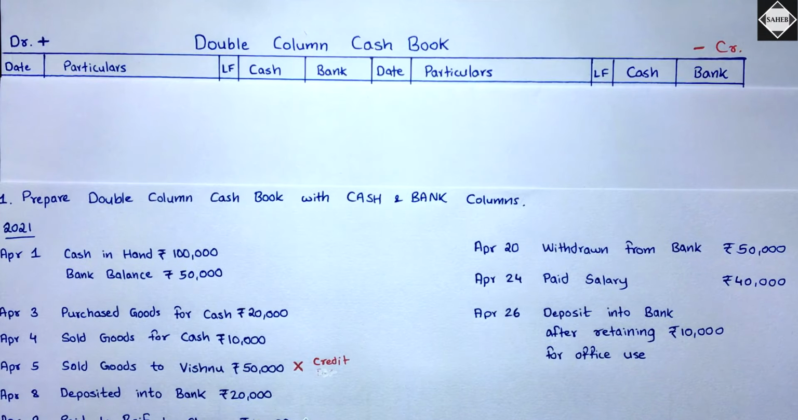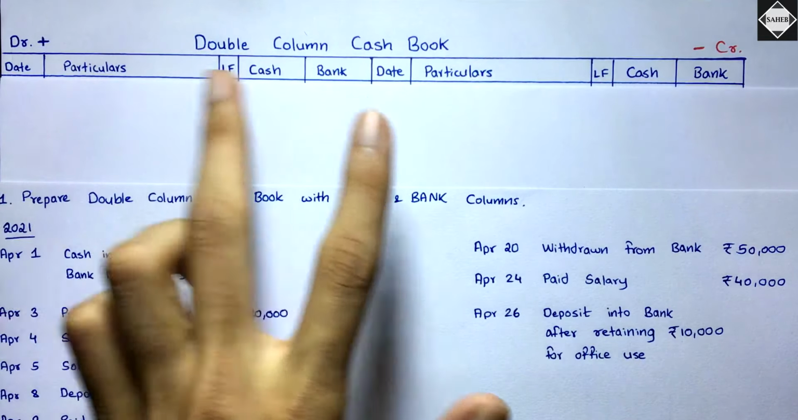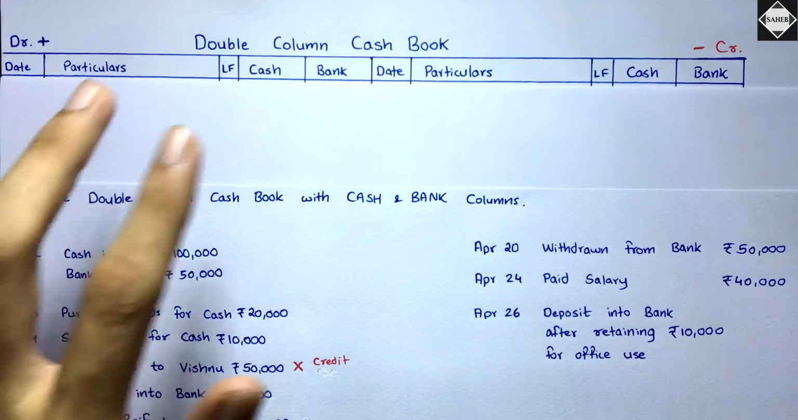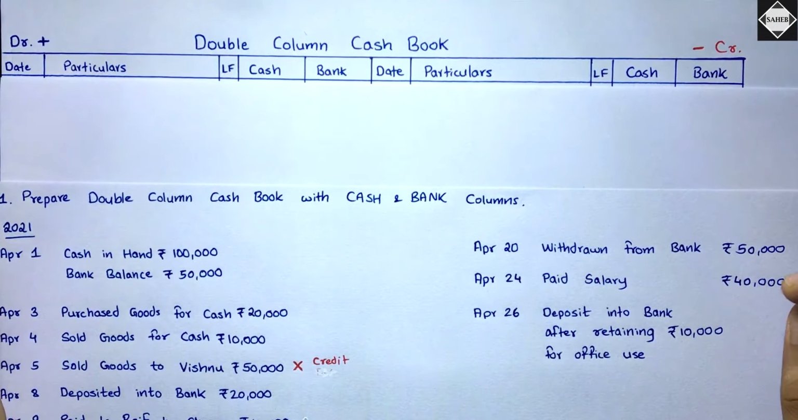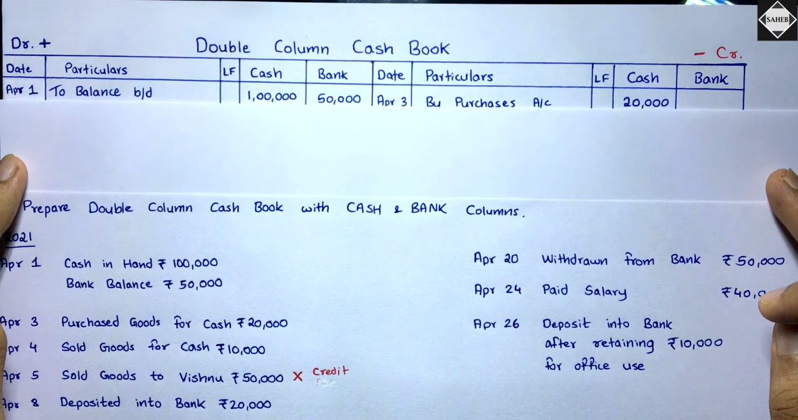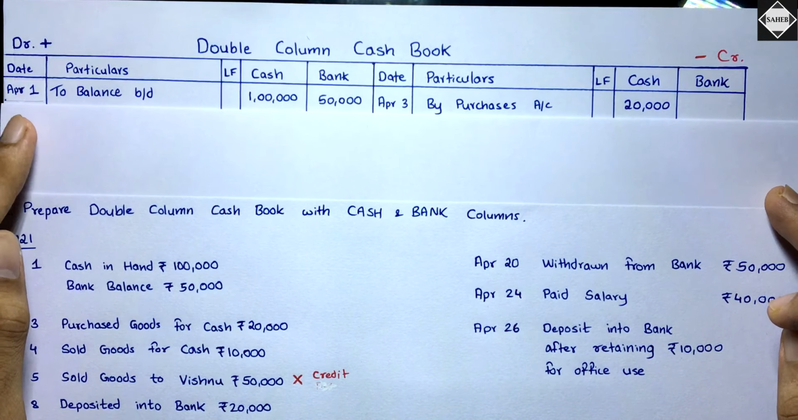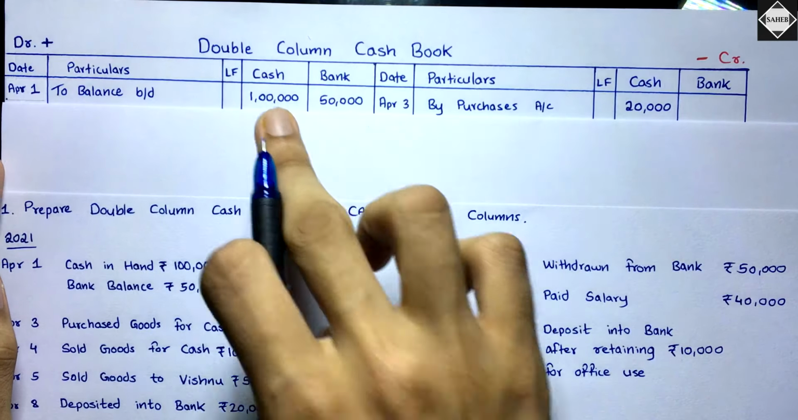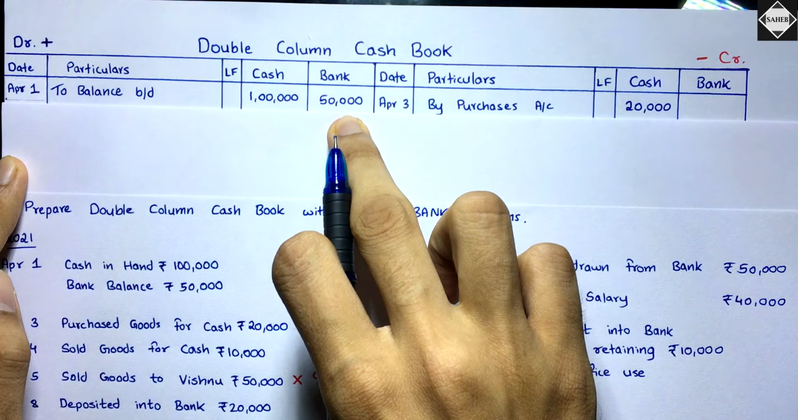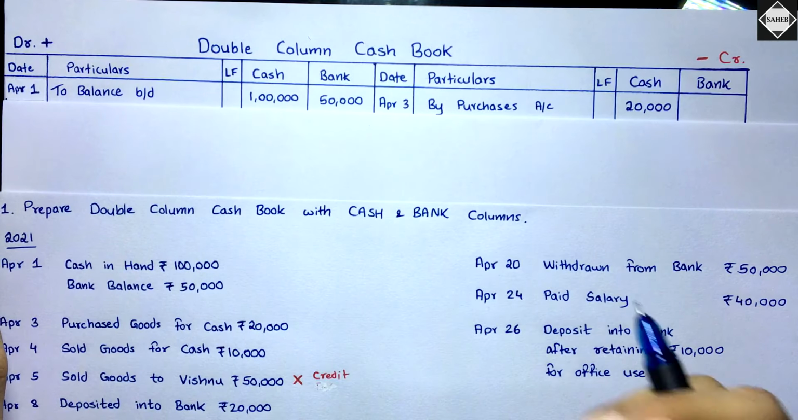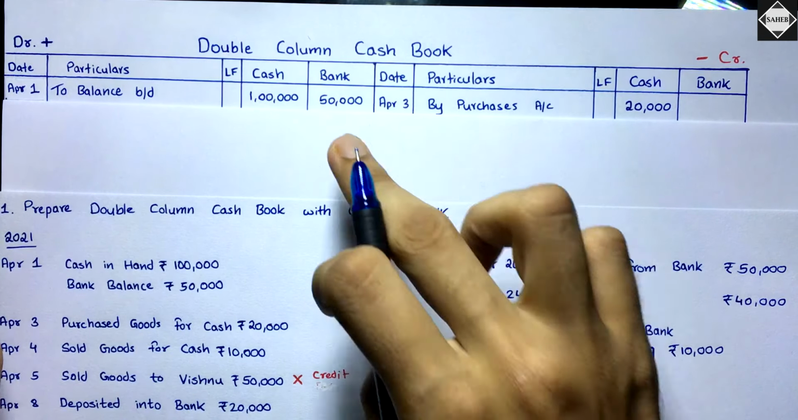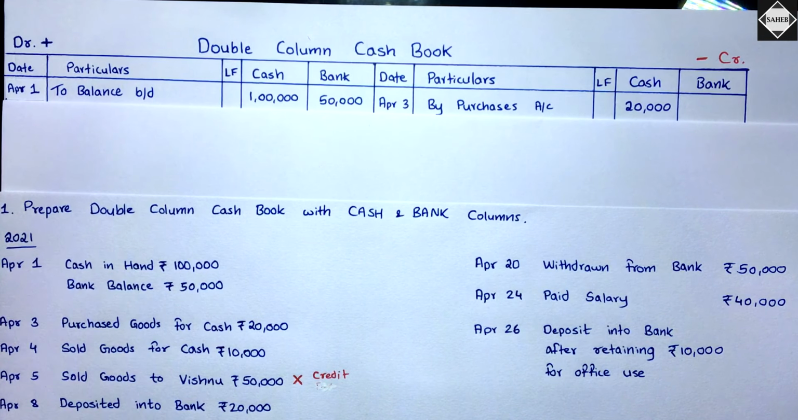So see here, double column cash book, you all know the format. This is the debit side and this is the credit side. Cash and bank column, cash and bank column, you all know this, right? Now see the first recording. April 1st, to balance brought down, 1 lakh in the cash and 50,000 in the bank. This is the money you have. In cash, 1 lakh, and in the bank, you have 50,000. Is that clear? Right, easy.